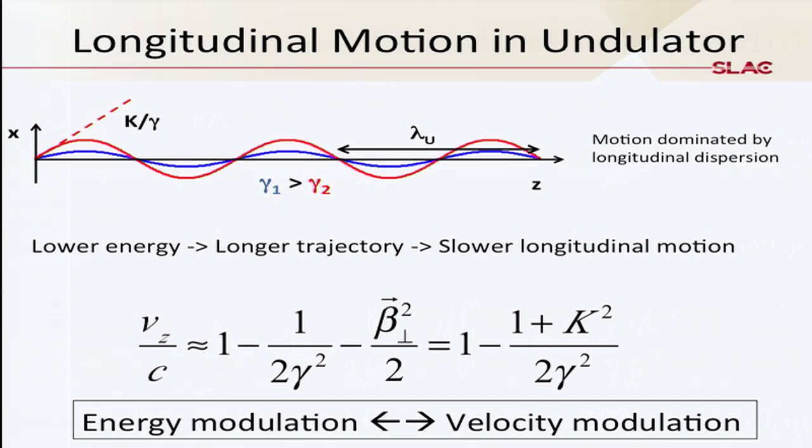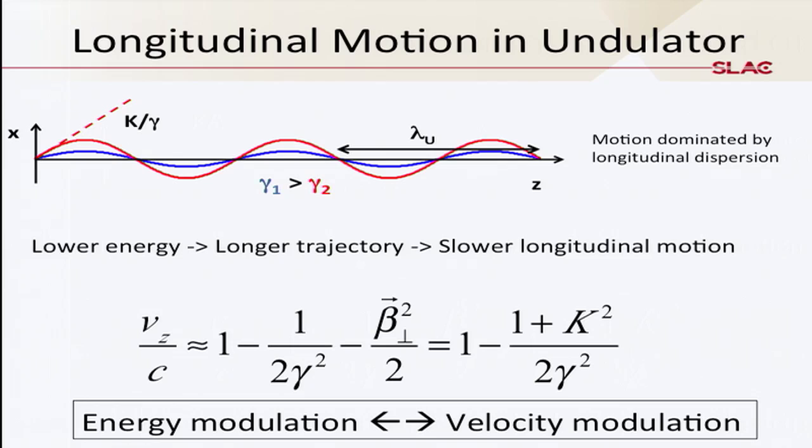Longitudinal motion in an undulator is dominated by longitudinal dispersion, which means particles with higher energy travel faster because they go on a smaller oscillation. They all travel very close to the speed of light. So if you give them a bigger transverse kick, they will lag behind more than if you give them a smaller transverse kick. And so higher energy translates to faster longitudinal motion. And so to make velocity modulation in your FEL, what you need is an energy modulation, right?